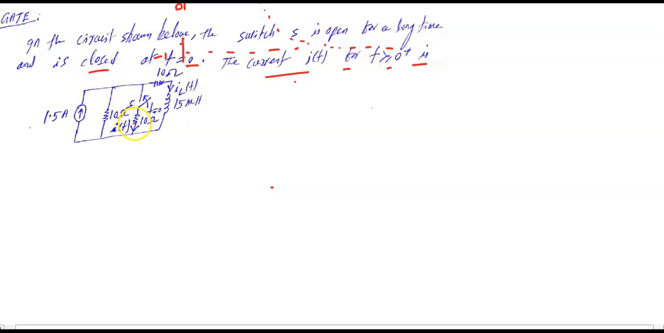Okay, so it says that the switch is open for a long period. When the switch is open for a long period and closed at t equal to 0, we need to calculate all the quantities before switching, that is for 0 minus. So I will draw the circuit for t equal to 0 minus, that is just before switching.